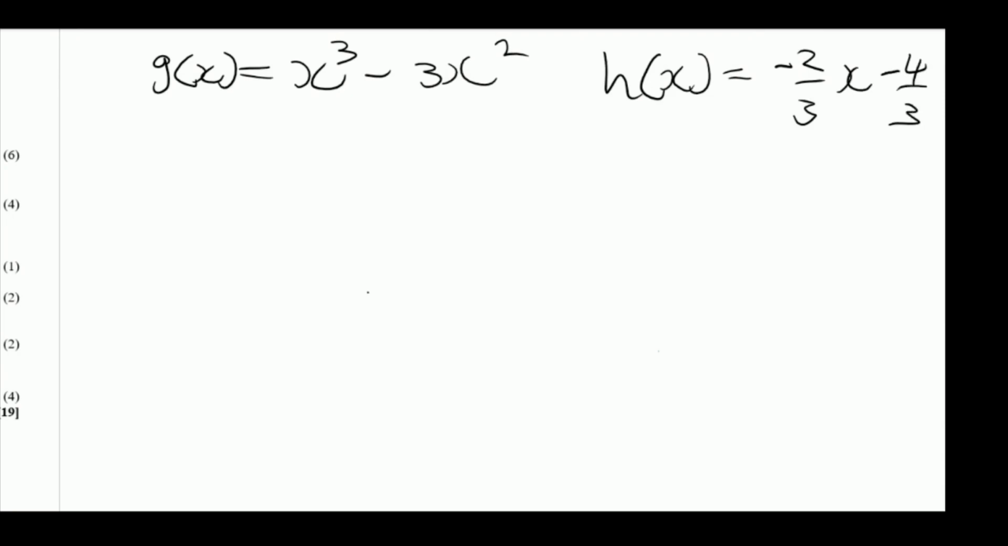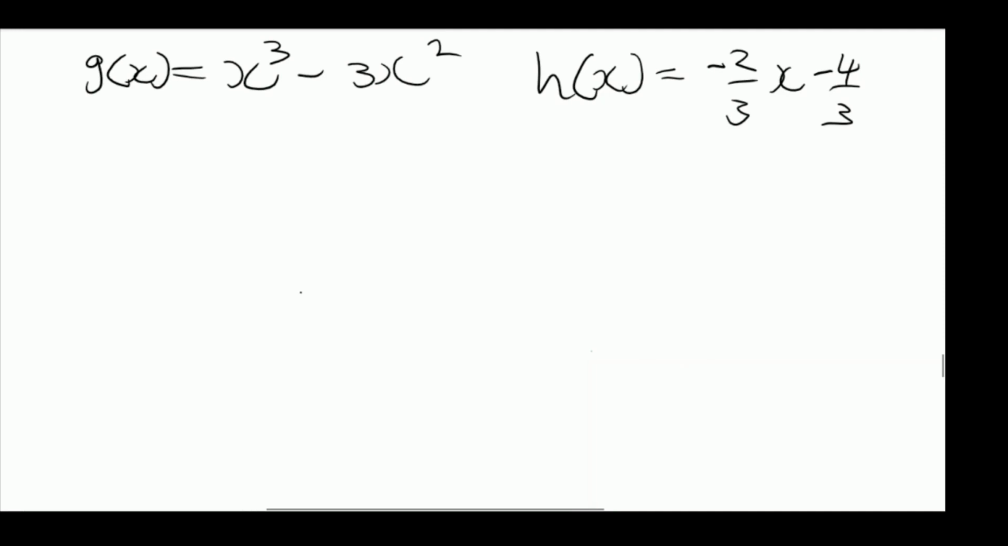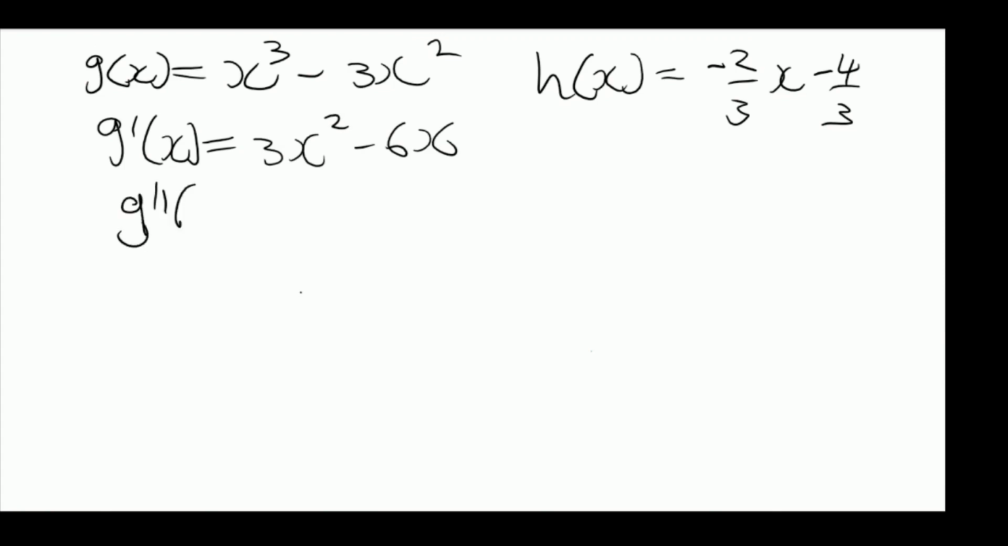So we are asked to determine whether the graph of h of x intersects with the graph of g of x at its point of inflection. At its point of inflection. So for us to solve this problem, we must first find the points of inflection of the graph of g. So we first find the first derivative, which is 3x squared minus 6x, and the second derivative, which is equals to 6x minus 6, right?